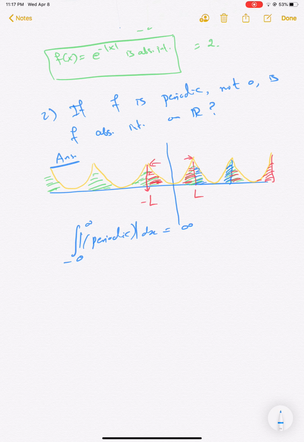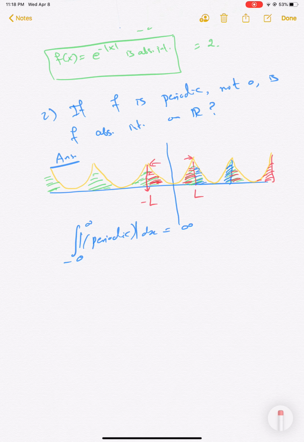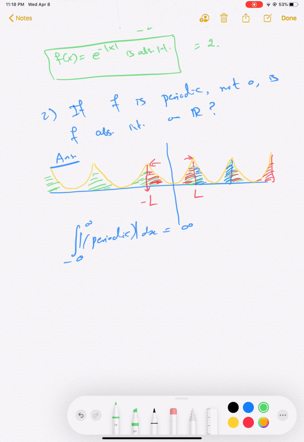So basically, avoiding zero. If you look at the zero function, you can look at it as a periodic function, since it repeats itself over any interval you like. So this is the only periodic function that has a finite area with the x-axis, which is zero, and this is the trivial function that we don't care about. Other than this trivial function, if you take any periodic function, it will not be absolutely integrable.